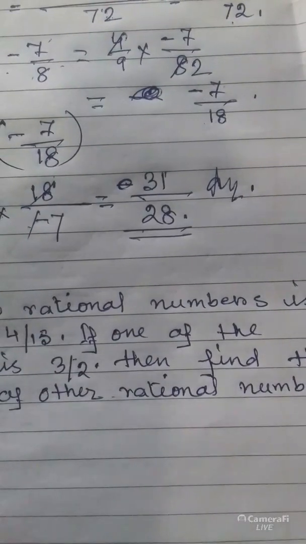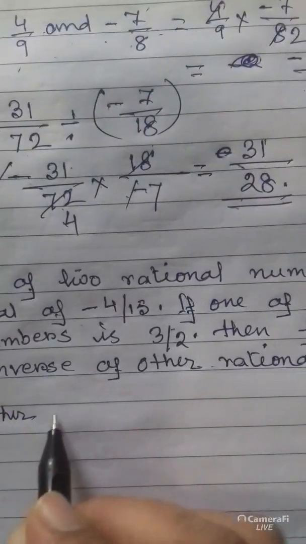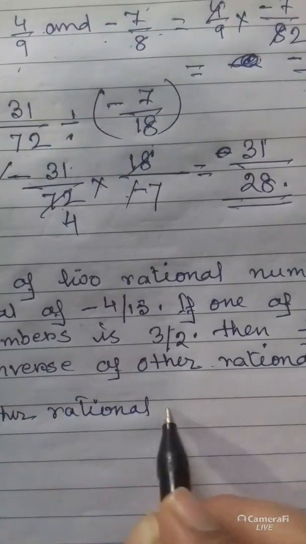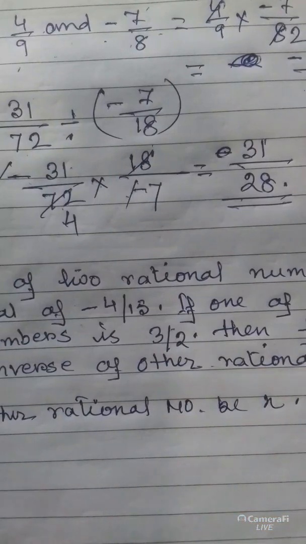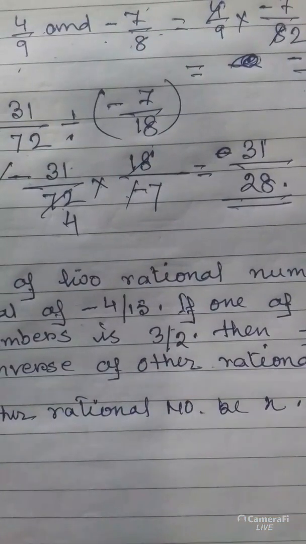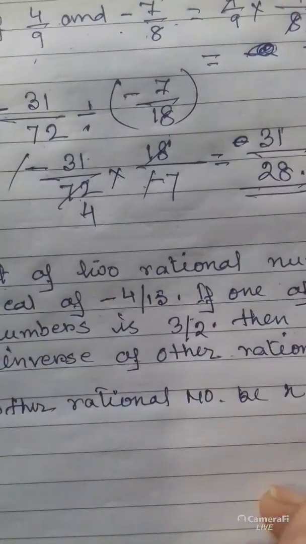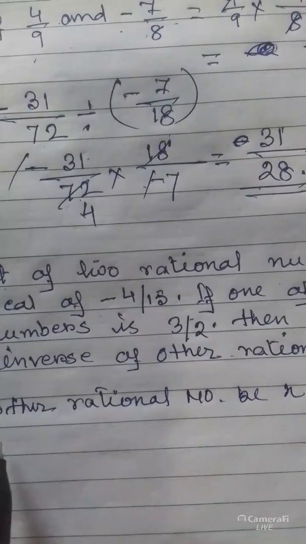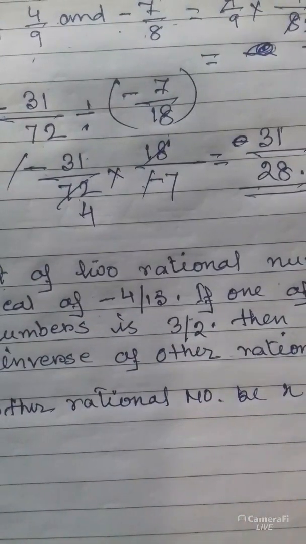First, let the other rational number be x. Now according to the question, the product of two rational numbers is the reciprocal of minus 4 by 15, and one of the rational numbers is 3 by 2.